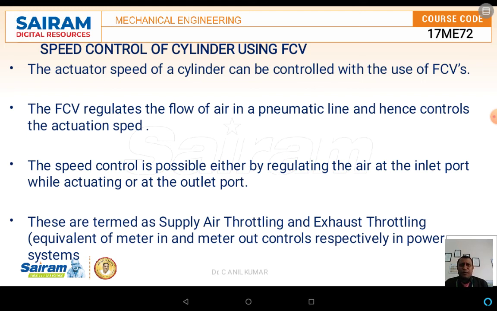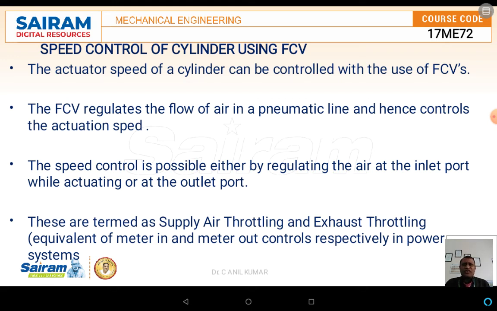Depending upon the type of the application, where the throttling has been done, it is either the supply air throttling or the supply exhaust throttling. These are discussed in detail in the further slides. If you compare these two, it is based on the concept of either meter in or meter out. The next part we are discussing is with respect to the supply air throttling and exhaust air throttling.